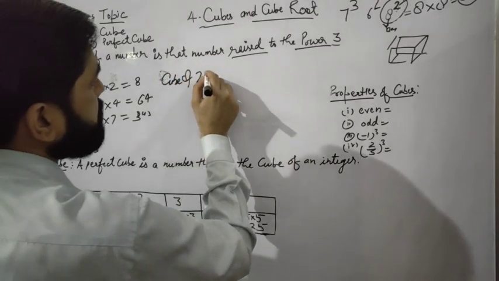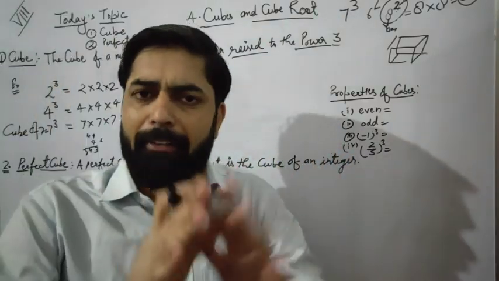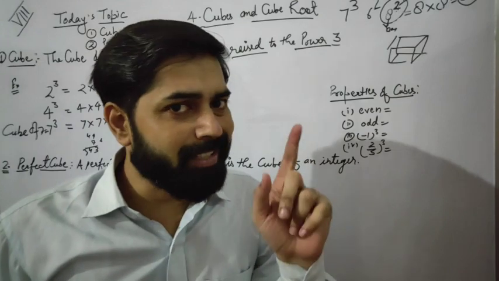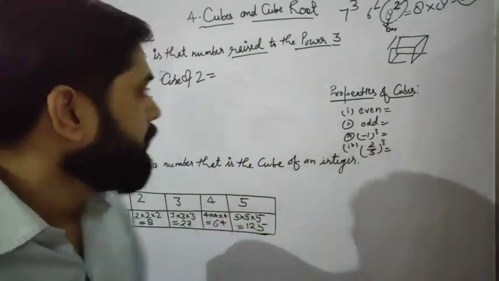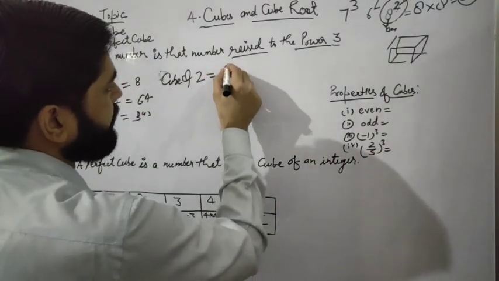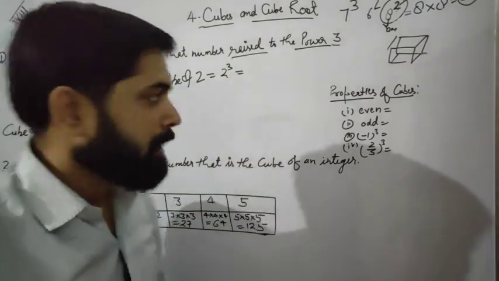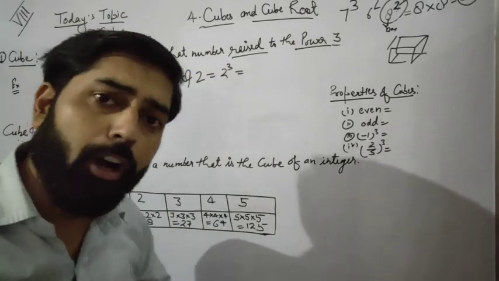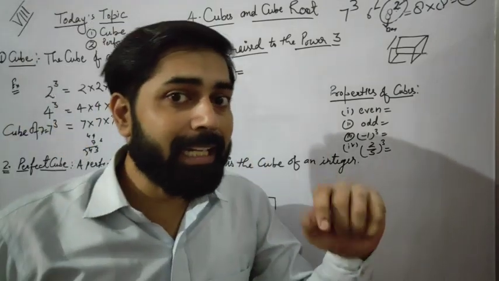How can we write the cube of 2? If anywhere you find any number with power 3, you can say that it is the cube of the given number, meaning the cube of 2. So we can write 2 raised to the power 3. What is the meaning of 2 raised to the power 3? How can we find a number's cube? We multiply that number how many times?